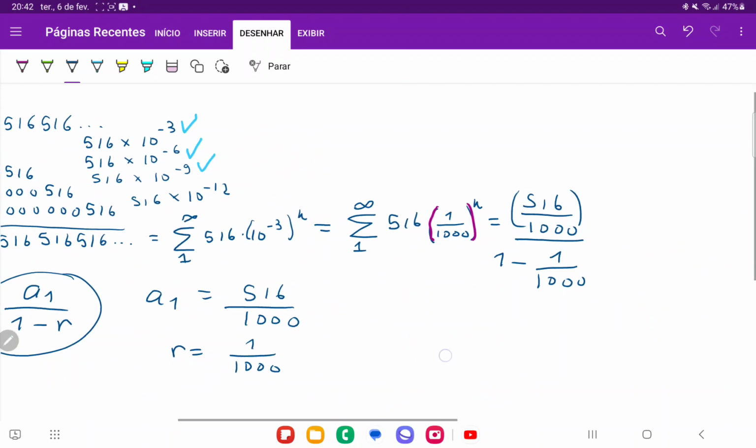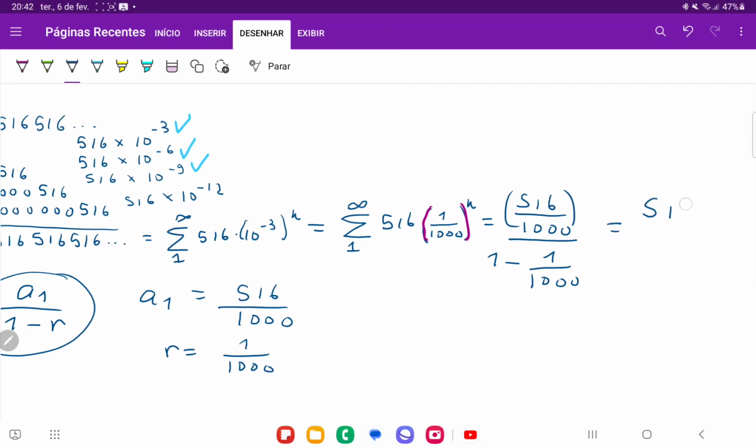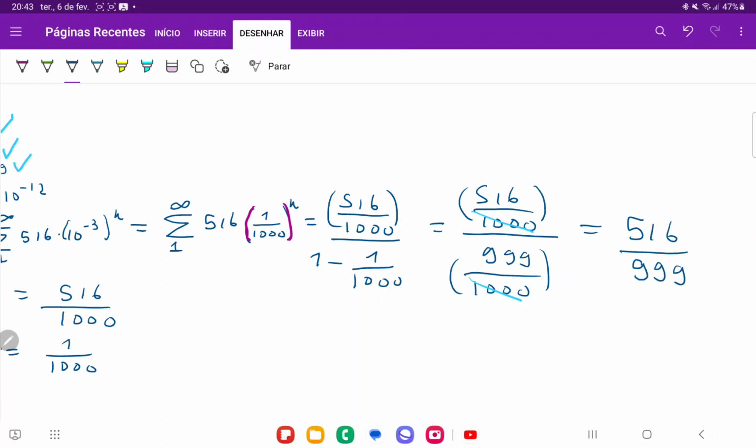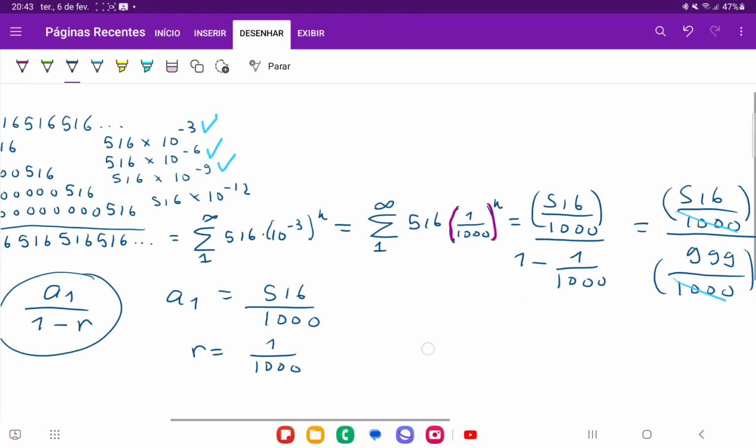So once we're here, we can then simplify this. 1 minus 1 divided by 1,000 is just 999. Oops, I wrote this wrong. So that's going to be 516 divided by 1,000 all over 1 minus 1 over 1,000, which is 999 divided by 1,000. And if we look at this, we can see that they have the same denominator. So since they have the same denominator, we can just cancel these out and say that's the same thing as 516 over 999.